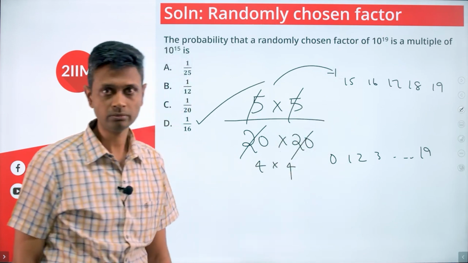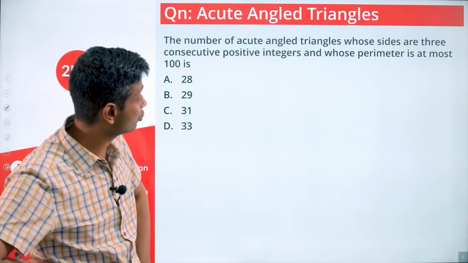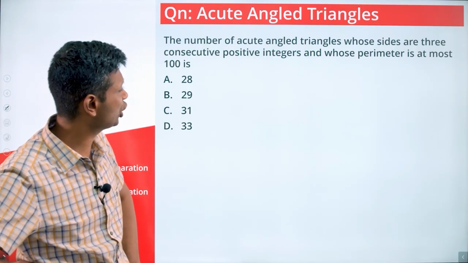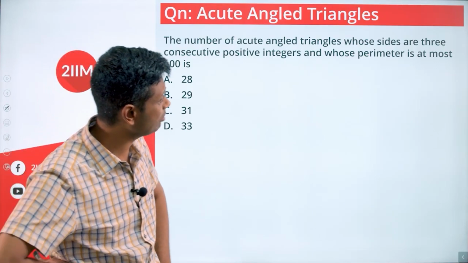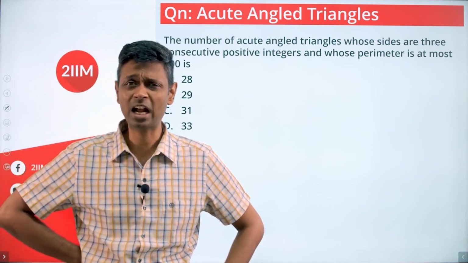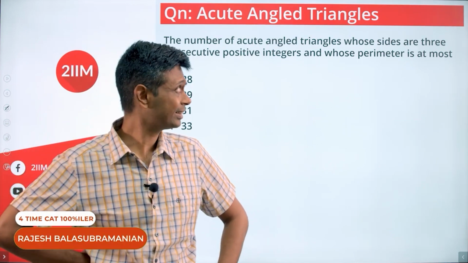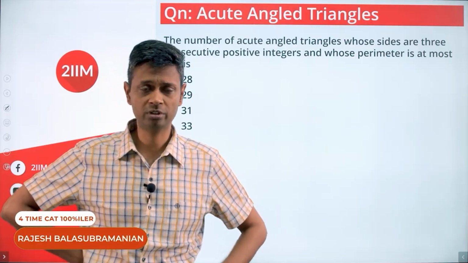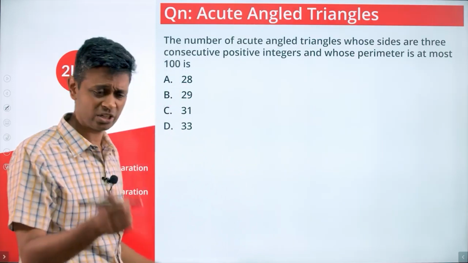Lovely. Number of acute angle triangles whose sides are 3 consecutive positive integers and whose perimeter is at most 100. It's a beautiful question. Perimeter is at most 100. The sides are 3 consecutive positive integers. Fine. So a bunch of simple constraints here.